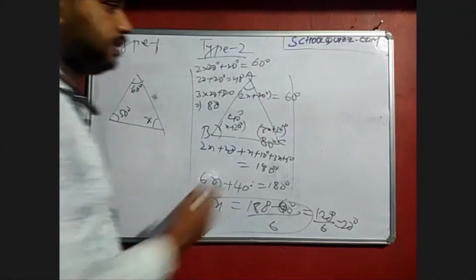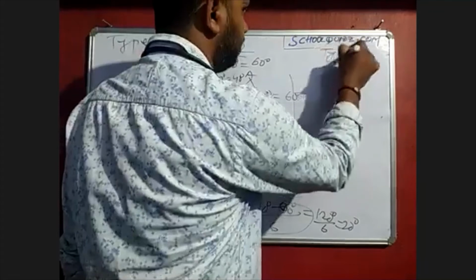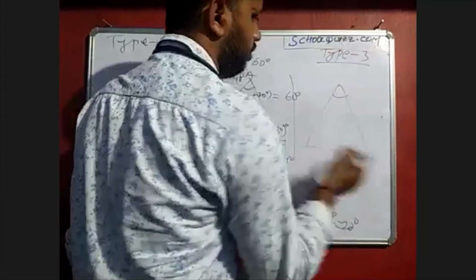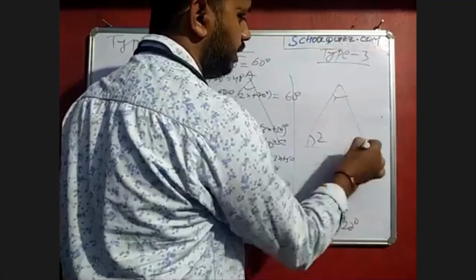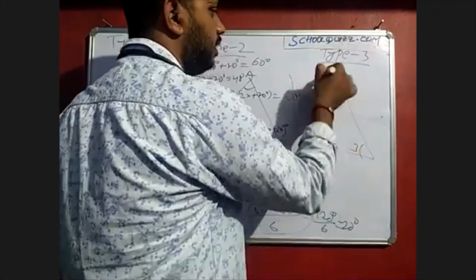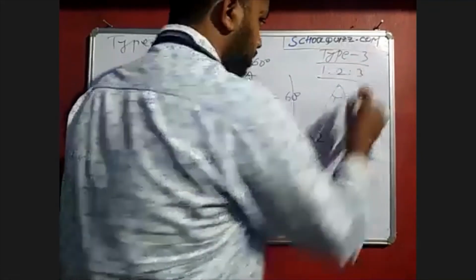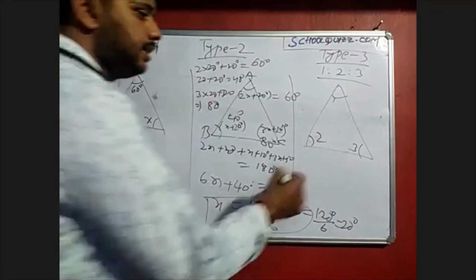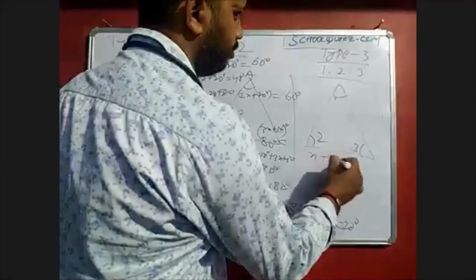Okay, in type 3, what type of things will they give? Type 3 means they will give you the questions in ratio. Suppose angle 1, angle 2, and angle 3. They mention that the angles are in the ratio of 1 is to 2 is to 3. What will the angles be? You have to consider 1x, 2x, and 3x.